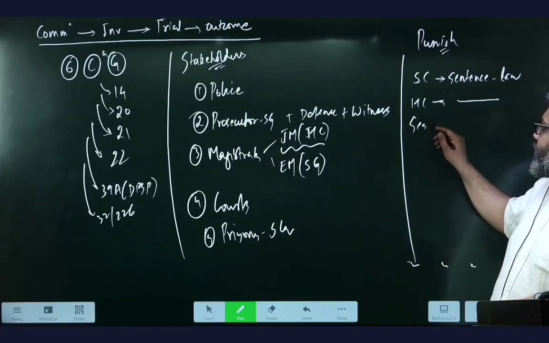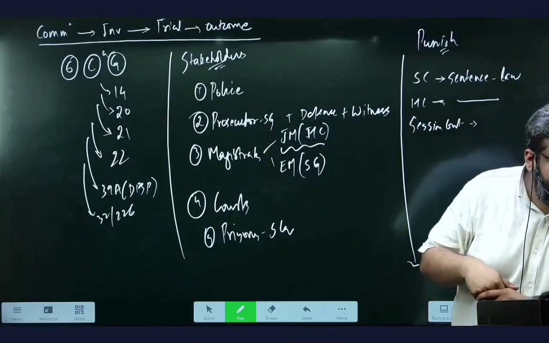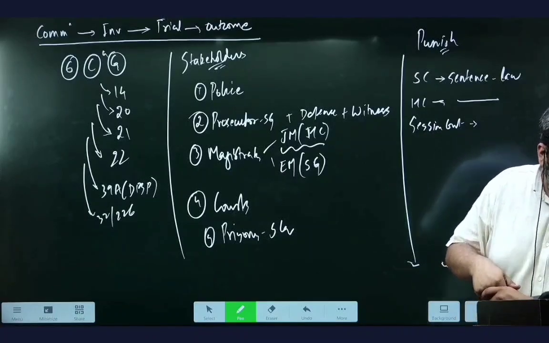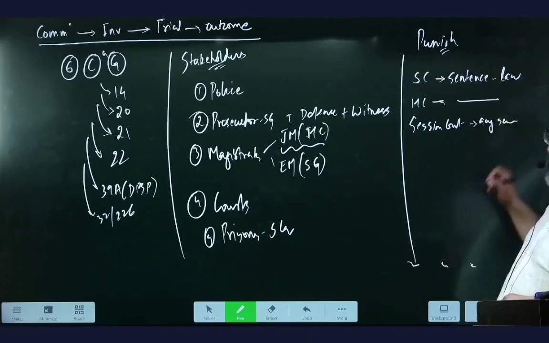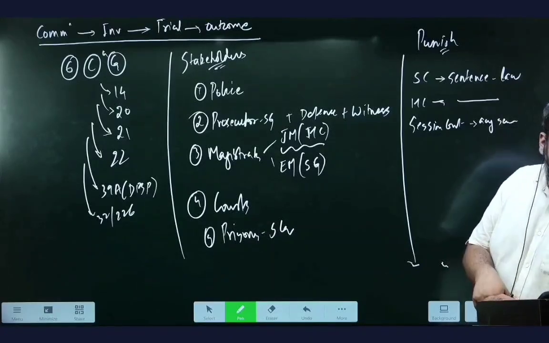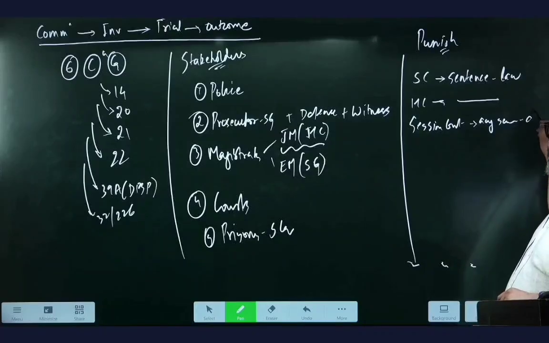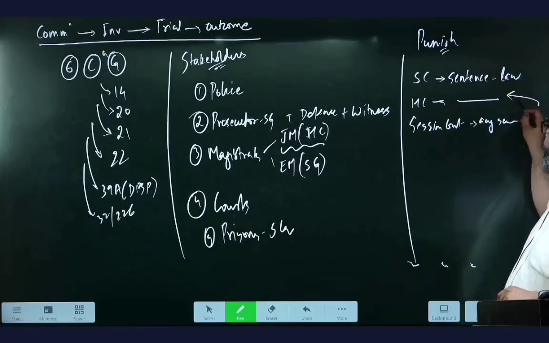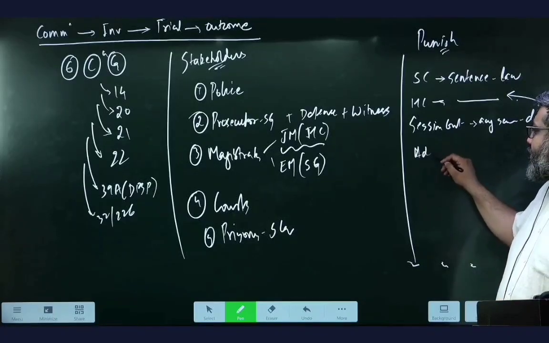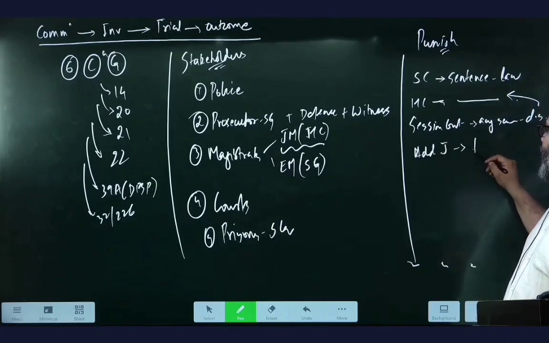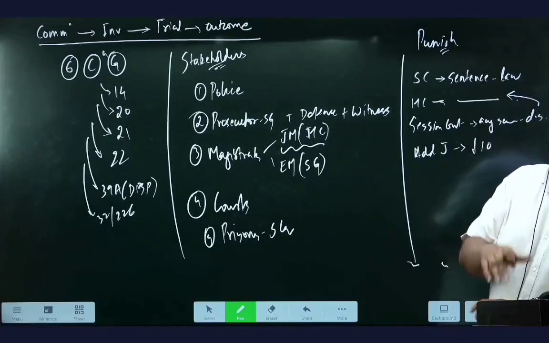Then you have the Sessions Court. Now, the Sessions Court has a little bit of a limitation, which means that the Sessions Court can also give you any sentence authorized by law, except a sentence of death. And if the Sessions Court is giving you a death sentence, it has to be confirmed by the High Court. Then you have the additional sessions judge. They can give you punishments up to 10 years, and or fine.